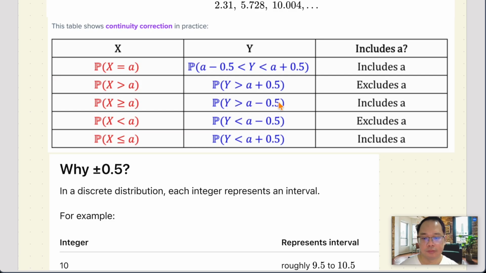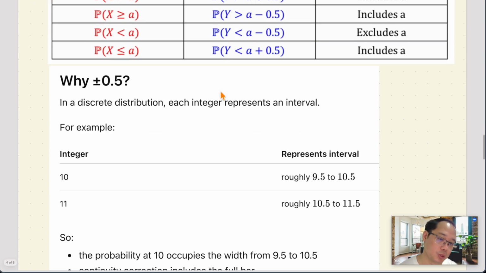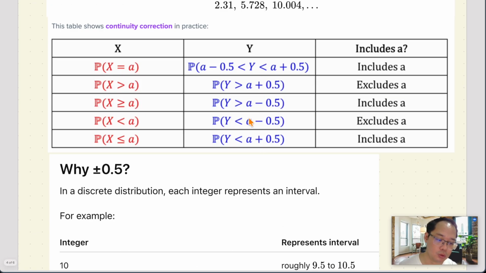Okay. Oppositely, when x is smaller than a, we subtract 0.5, so that a is not involved. And finally, when x is smaller than or equal to a, with a involved, we add 0.5. You need to practice with several questions. I highly recommend the past paper questions so that you remember the rule of the continuity correction.